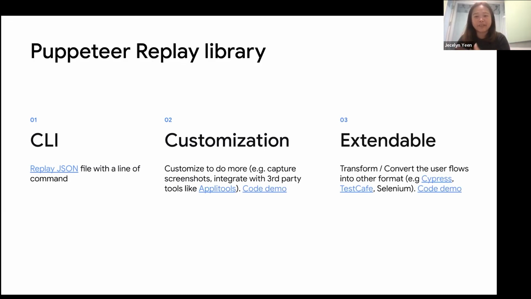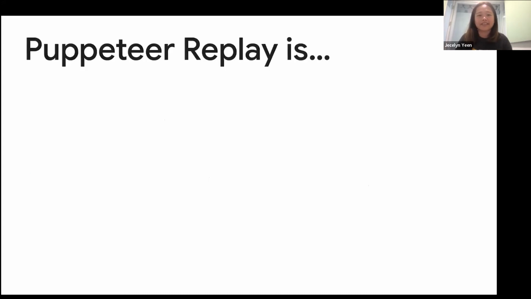So for example, the Cypress exporter is built on top of this Puppeteer Replay library, and extends the library to transform the script into a Cypress test script. So imagine in the future, someone or probably you create a library to transform the script into a Selenium test script that someone can install and use.